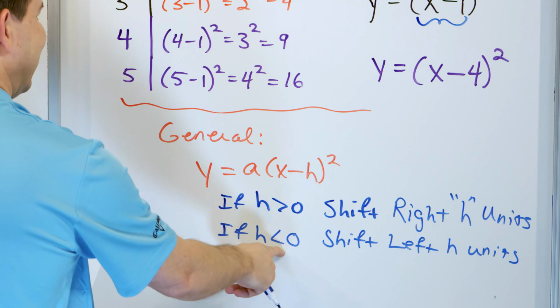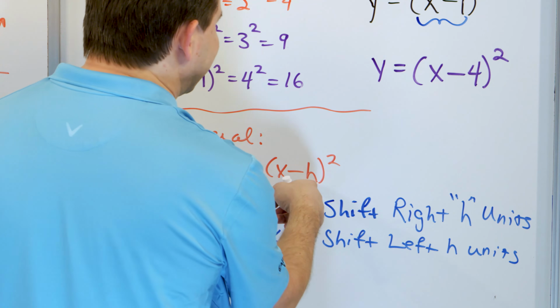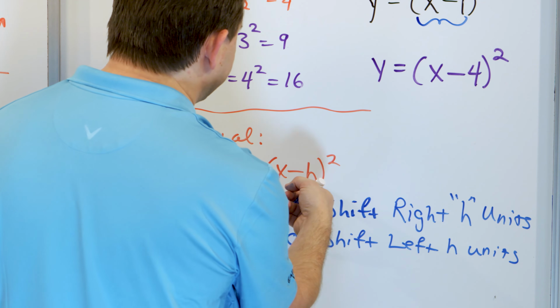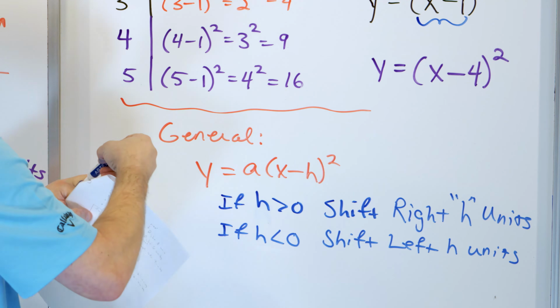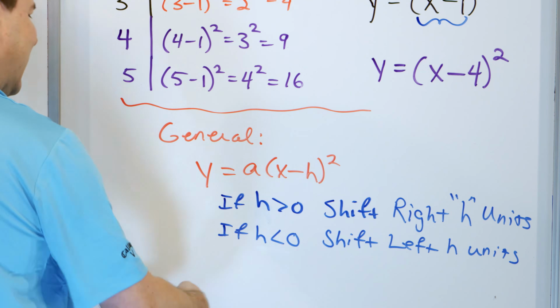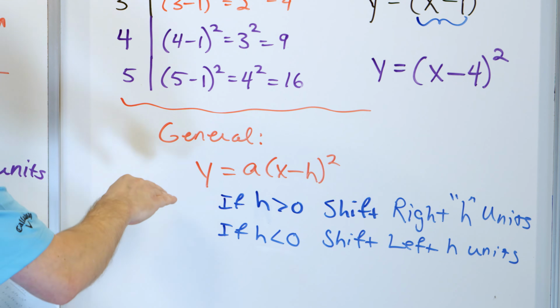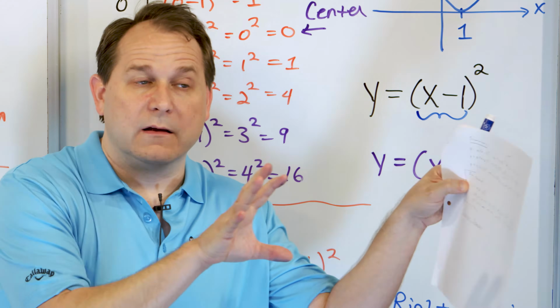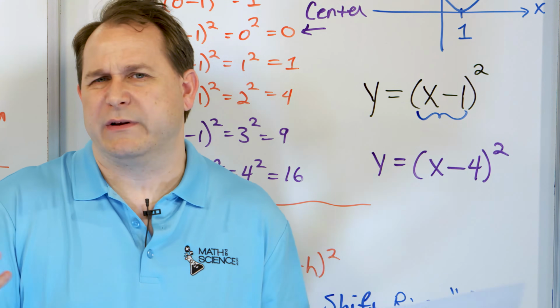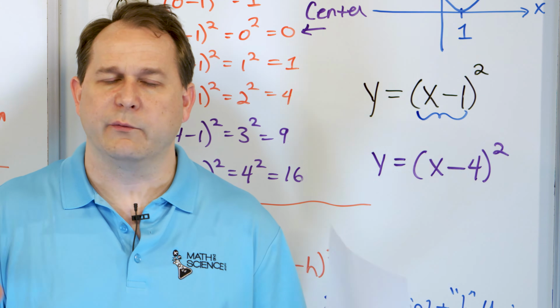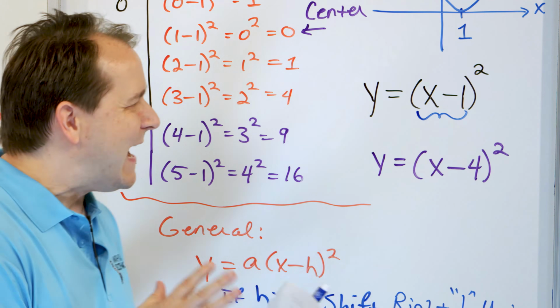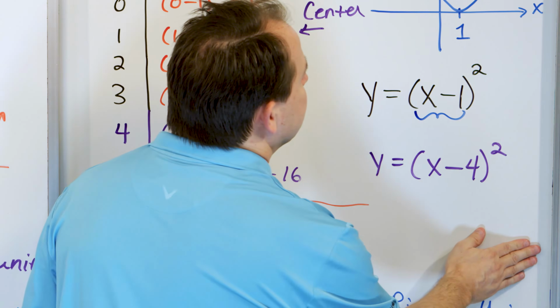Because if h is less than 0, h is negative. So if h is negative, it's x minus a negative, which means it's x plus something. So when you see an x plus something here, you shift it to the left. When you see an x minus something, you shift it to the right. This is what you'll see in a book for shifting horizontally, right? But usually they won't explain it or even tell you why it works. They'll just tell you to memorize it. But now you can kind of see the symmetry of what's going on.